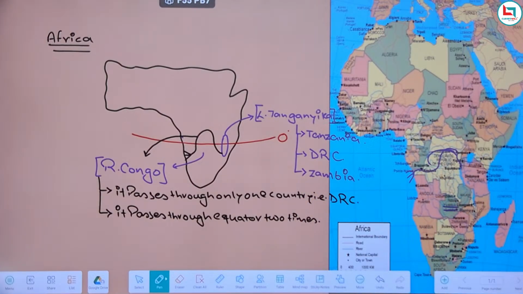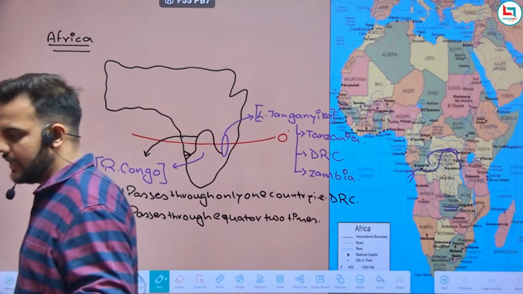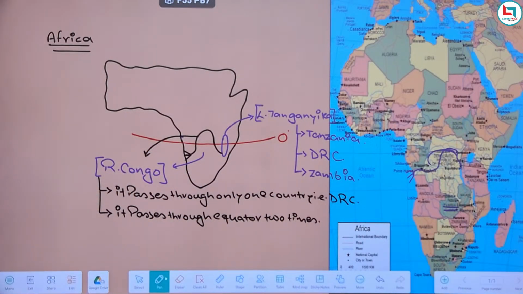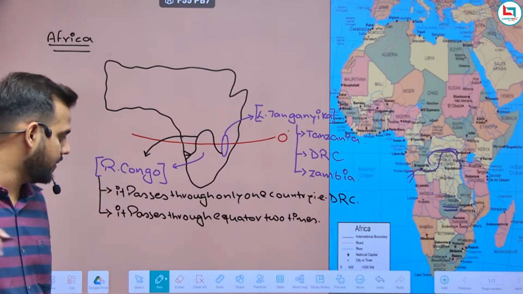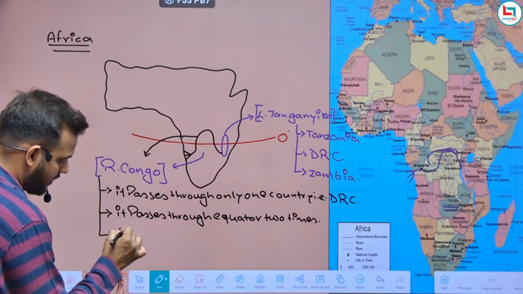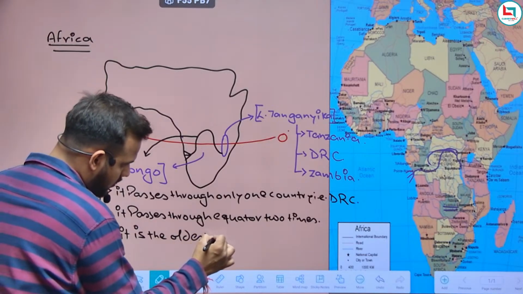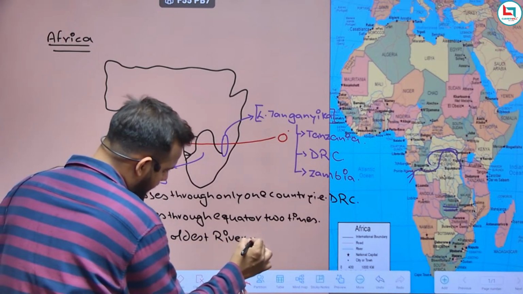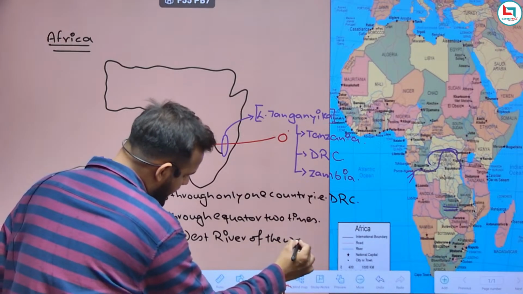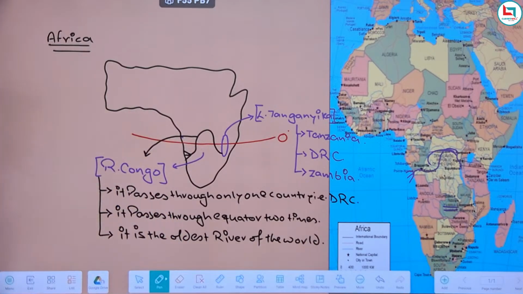After this, guys, remember one thing: it is the oldest river of the world. Remember this point, this is again an important one. It is the oldest river of the world. Which river? Congo.